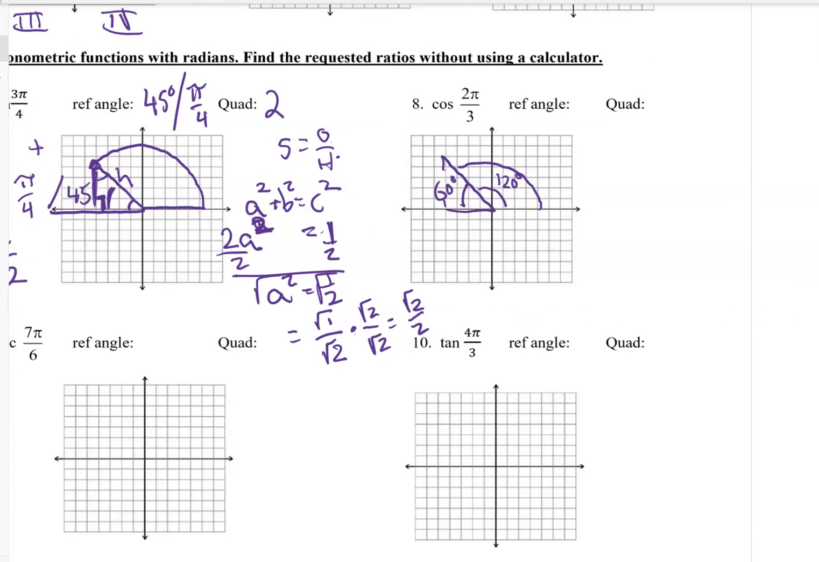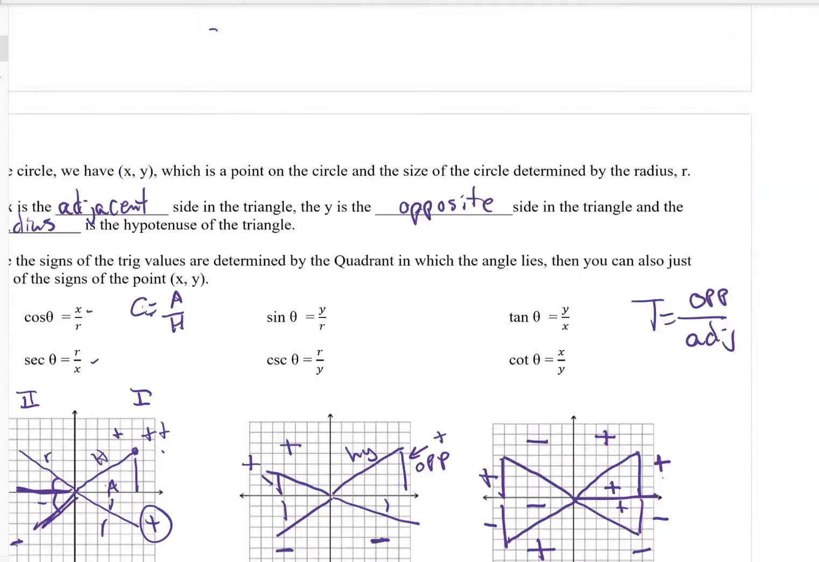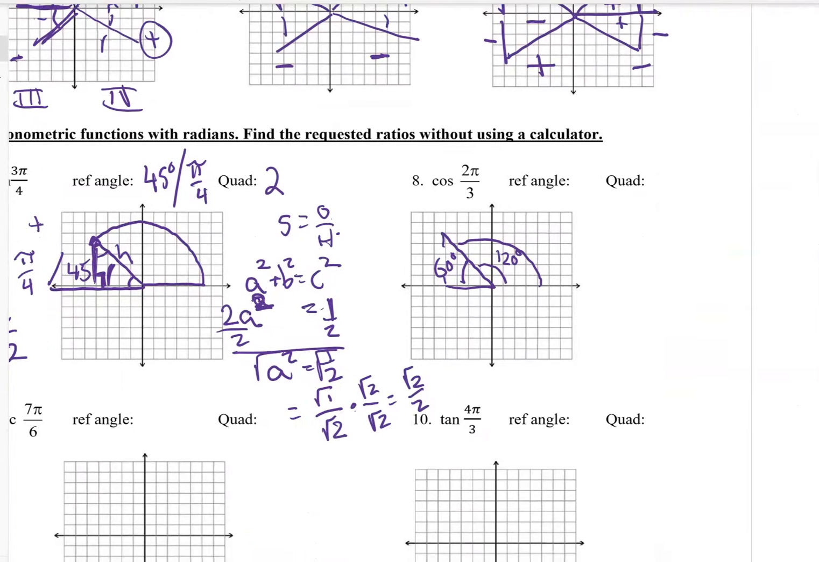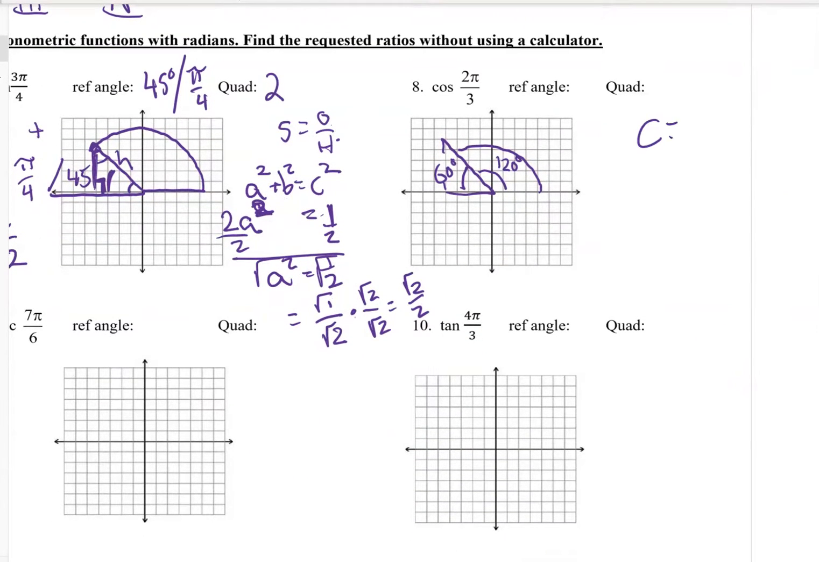So cosine in this quadrant is going to be negative, and cosine equals adjacent over hypotenuse. So we're going to use this 60-degree angle. Cosine 60 degrees equals x over r, which equals negative 1/2.